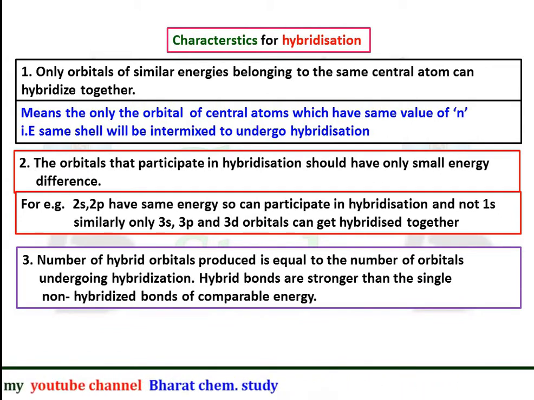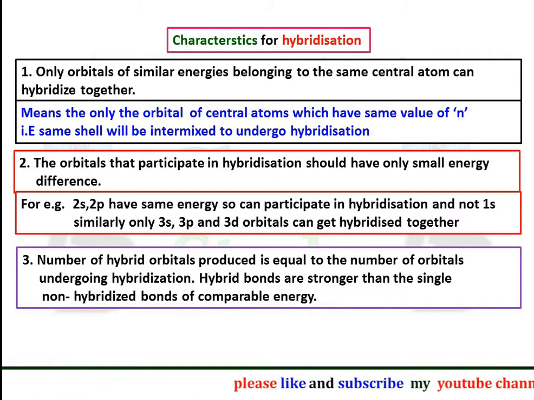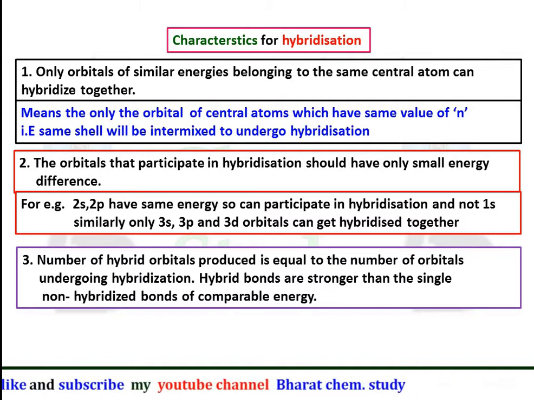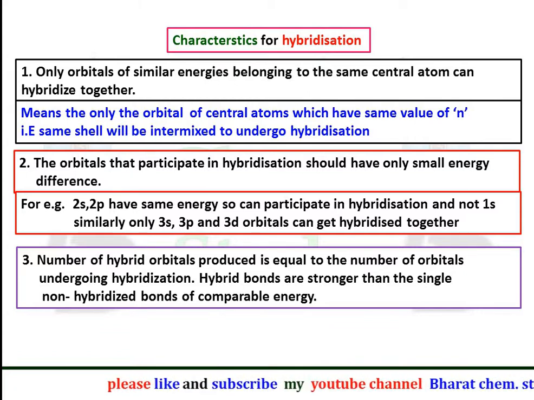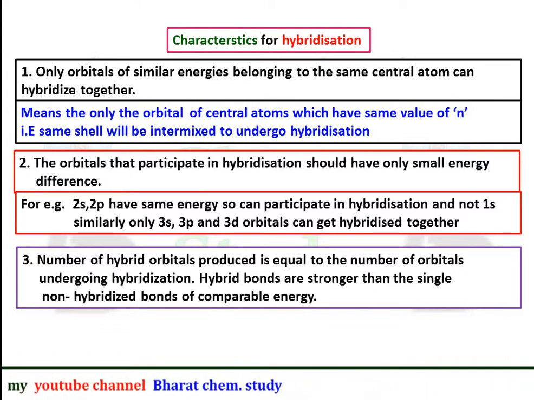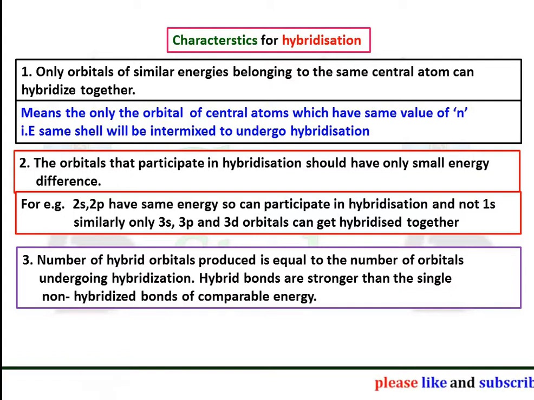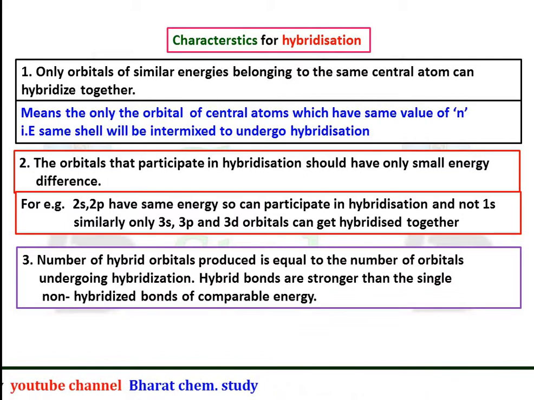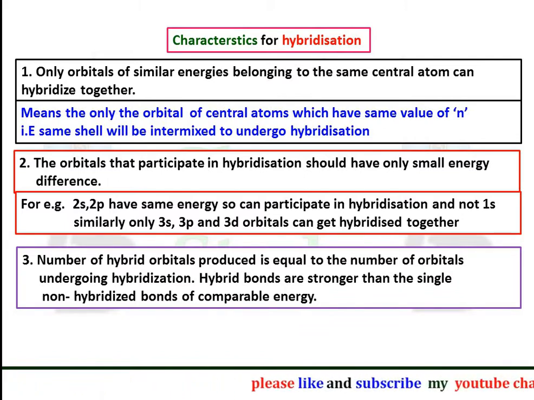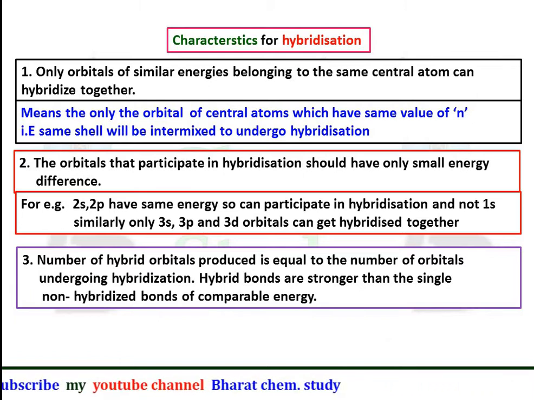मतलब कि जितने ऑर्बिटल्स को हम आपस में इंटरमिक्स करेंगे उतने ही नए हमें हाइब्रिड ऑर्बिटल मिलेंगे. फॉर एग्जाम्पल, अगर हम 3 ऑर्बिटल्स को आपस में इंटरमिक्स करते हैं तो हमें 3 ही नए हाइब्रिड ऑर्बिटल मिलेंगे. अगर हम 4 ऑर्बिटल्स को आपस में इंटरमिक्स करते हैं तो हमें 4 ही नए हाइब्रिड ऑर्बिटल मिलेंगे. एंड द हाइब्रिड बॉन्ड्स आर स्ट्रॉन्गर देन सिंगल नॉन हाइब्रिडाइज्ड बॉन्ड फॉर कंपेरेबल एनर्जी. मतलब जो बॉन्ड हाइब्रिड ऑर्बिटल बनाएंगे वो ज्यादा स्ट्रॉन्ग होंगे एज कंपेयर टू जो बॉन्ड अनहाइब्रिडाइज्ड ऑर्बिटल बनाएंगे.